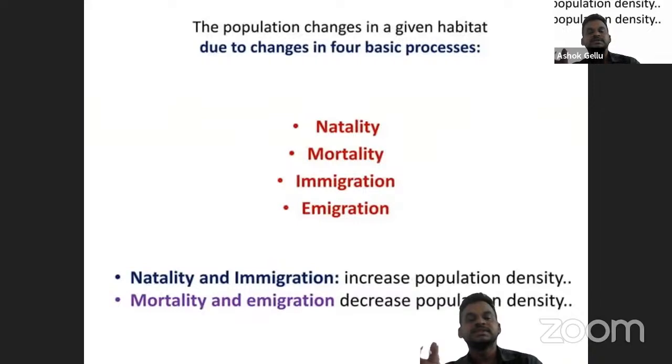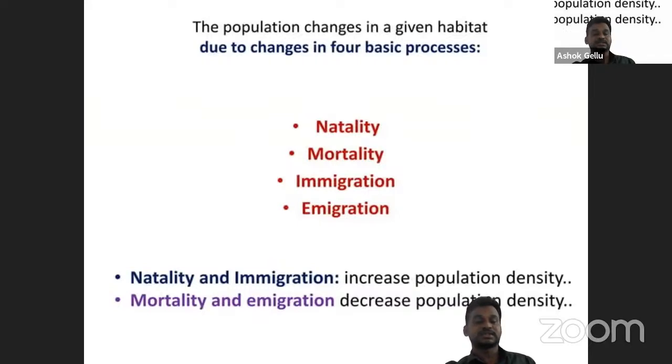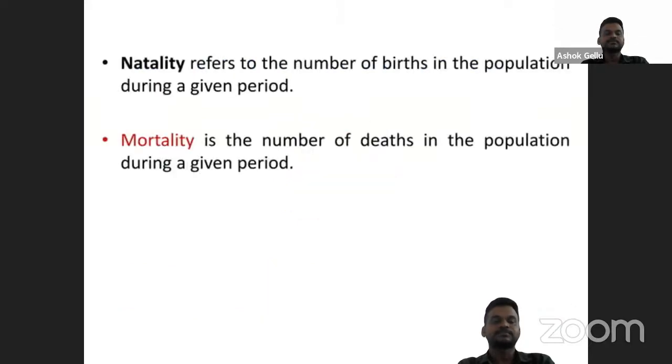The population changes in a given habitat due to changes in four basic processes. One is natality. Natality is the birth rate. Mortality is the death rate. And emigration and immigration. Natality and immigration increase the population density. Mortality and emigration decrease the population density. Natality refers to the number of births in the population during a given period. Mortality is the number of deaths in the population during a given period of time.